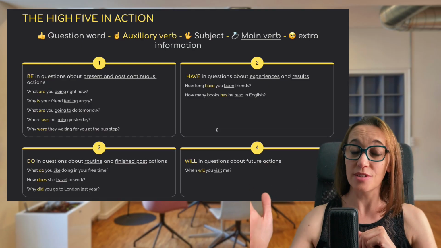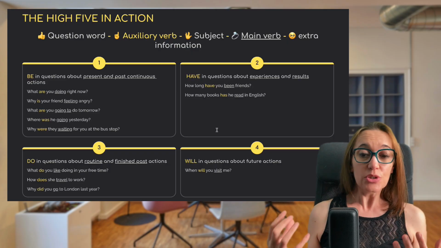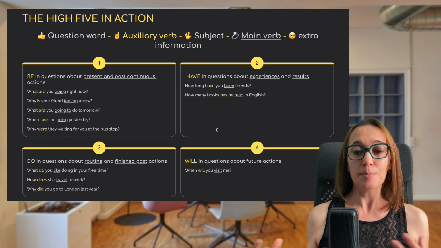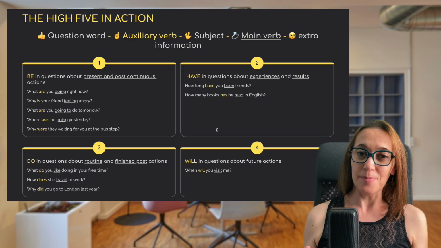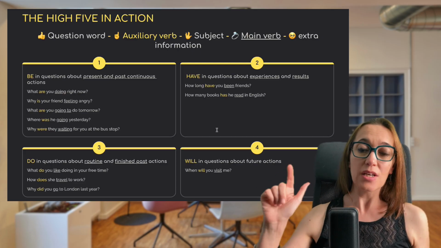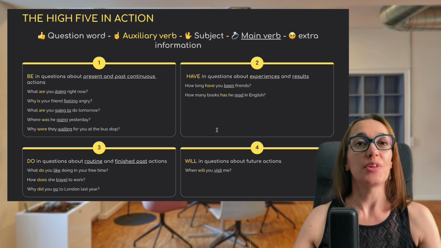our last auxiliary verb, last helper, that is will, that is used to ask questions about future actions. And again, our magic high five, that is, when will you visit me? So follow this structure.